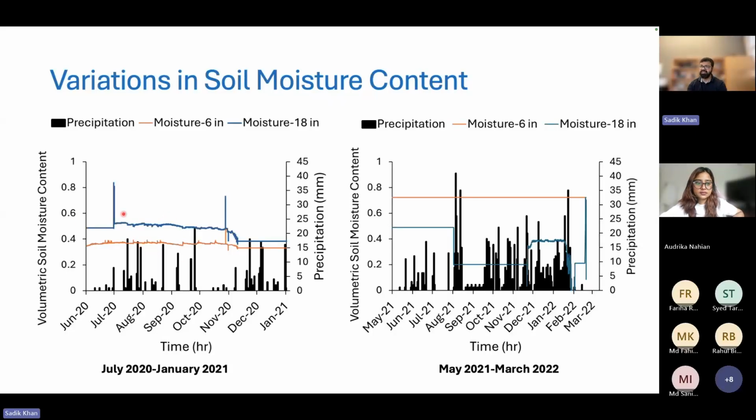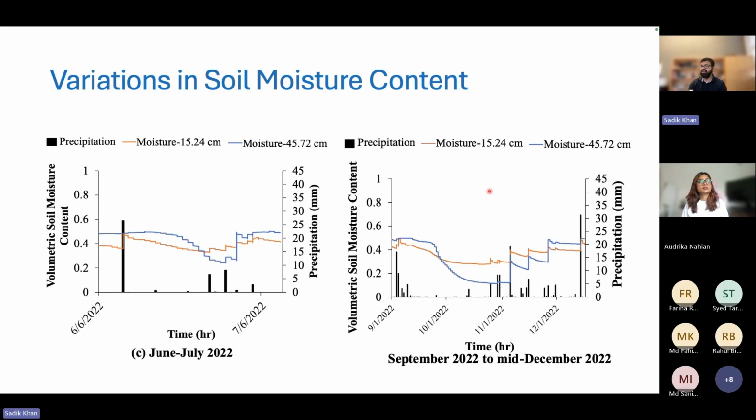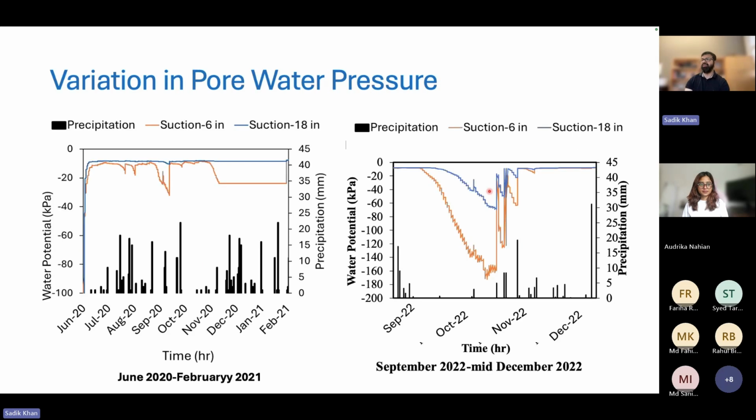I want to emphasize that these sensors are installed at 6 and 18 inches. We wanted to see the overall variations from the surface, and also the variations between different timelines. And here we can also see the variations of those locations. I think it's the same slope, and we are also looking into the suction variation here.